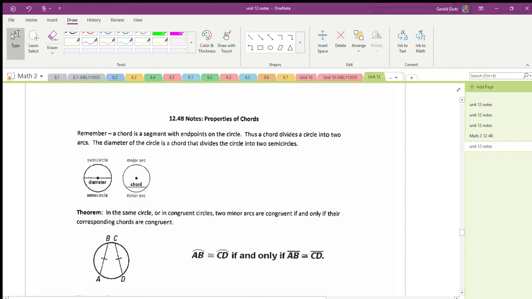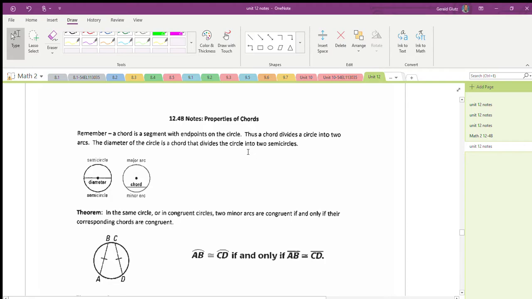So this section is all about properties of chords. It's going to have a bunch of theorems. We're going to use most of those theorems in a couple different examples towards the end of the notes. So first I'm going to jump right into some review.